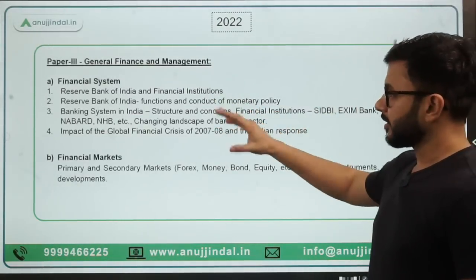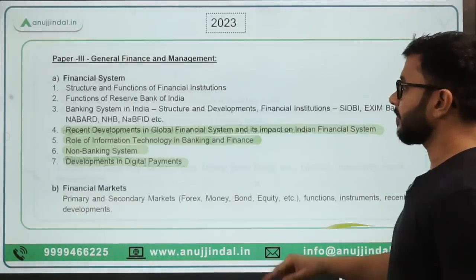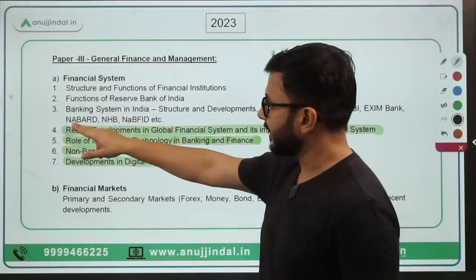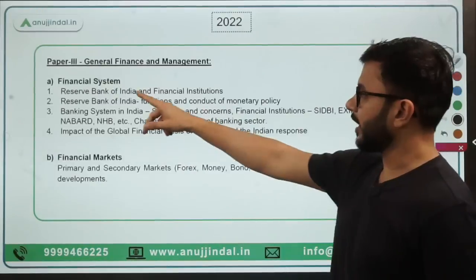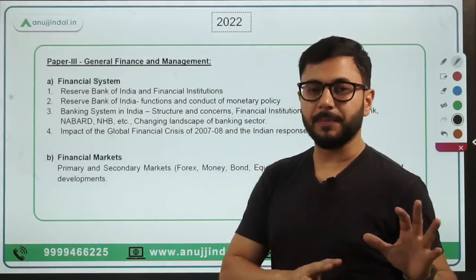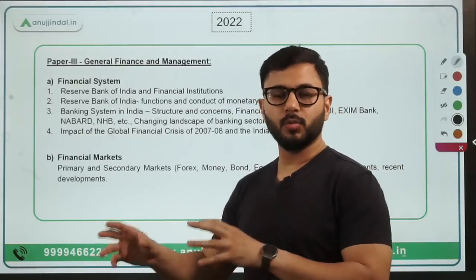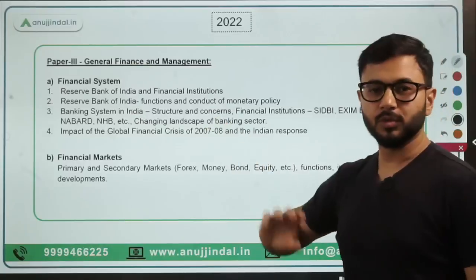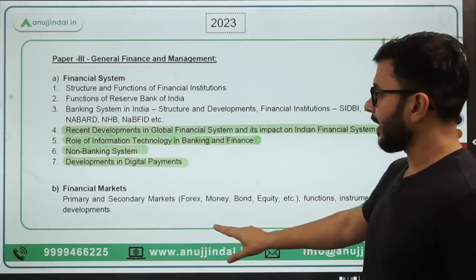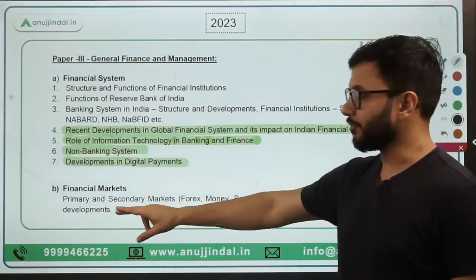The finance syllabus has been divided into three parts. One is financial system, then financial markets, and then you have the third part. If you talk about financial system, there are changes. There are no changes in the first three points. Point number one, two, three almost remain the same. The wording might have changed, but they still mean the same. So whatever you've studied in finance in the past 6 months, 3 months, 2 months, 1 month, whatever, you still have to do the same. No change required. Point number four, five, six, seven: these are the new points that have been included.